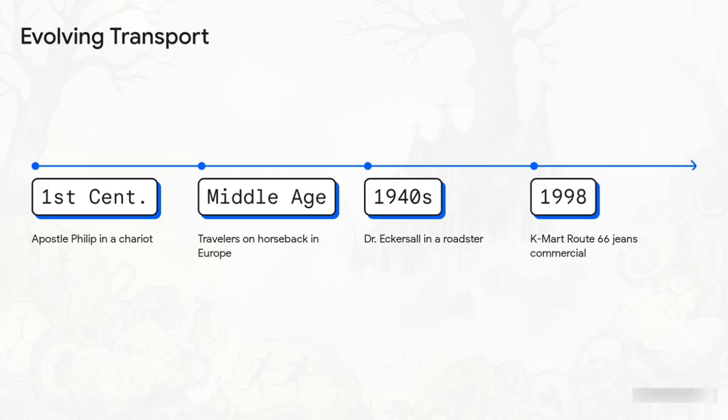You can trace the prototype all the way back to the 1st century in the New Testament, where the Apostle Philip is picked up by an Ethiopian driving a chariot, only to disappear after a baptism. By the Middle Ages, the story had morphed into ghostly riders hitching rides on horseback across Europe. Fast forward to the 1940s, and it's Dr. Eckersall picking up a girl in a sheer evening gown in his roadster on Route 1. It became so deeply ingrained in American culture that by 1998, Kmart was literally using the vanishing hitchhiker trope to sell Route 66 jeans in a TV commercial.